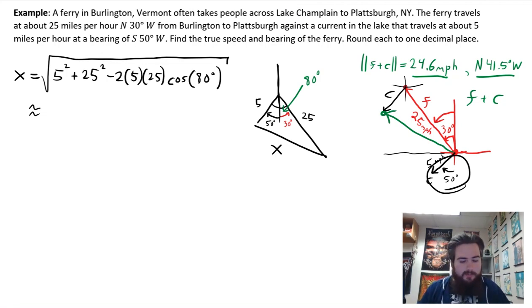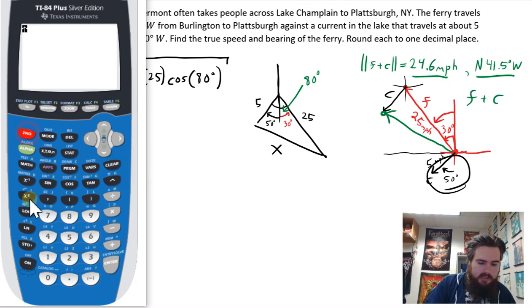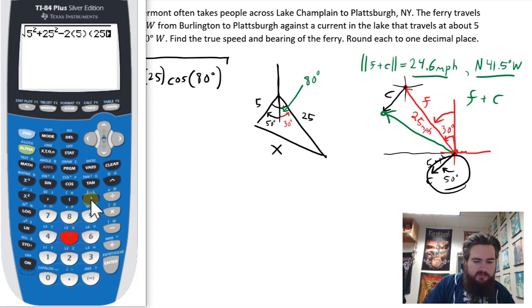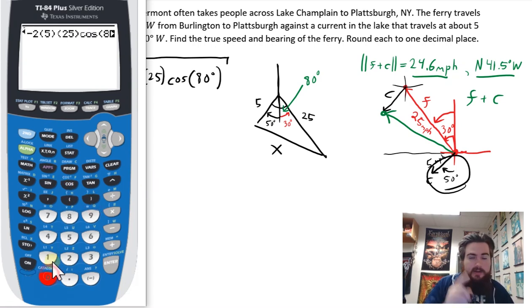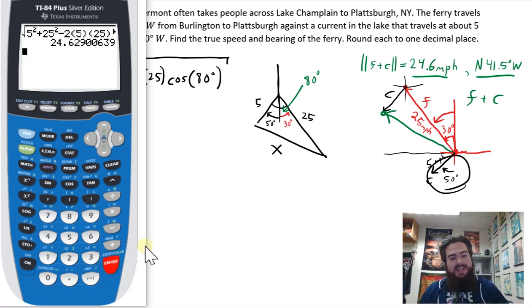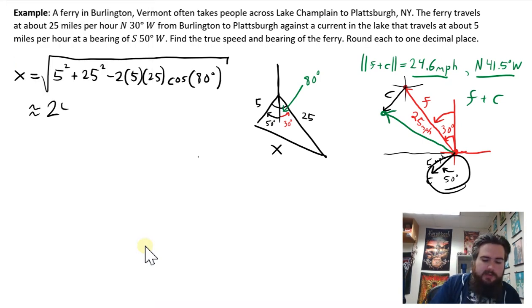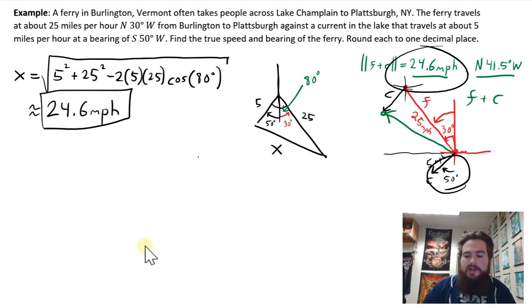So let's use a calculator for that purpose. We will have the square root of 5 squared plus 25 squared minus 2 times 5 and 25 times cosine of 80. Do make sure you're still in degree mode here. And we get, yet again, 24.6. Actually comes out exactly the same as the value that we got in the previous situation. So we still get 24.6 miles per hour. That means our speed agrees with what we got before.